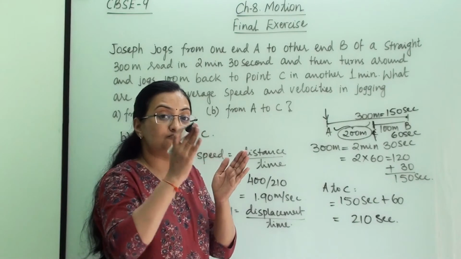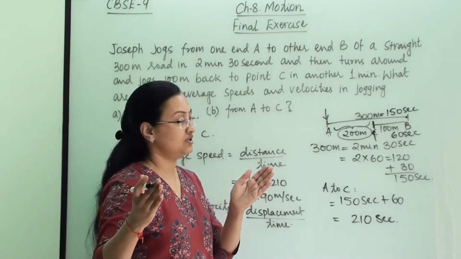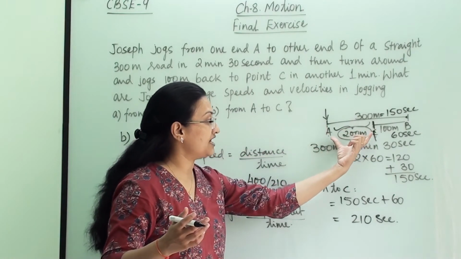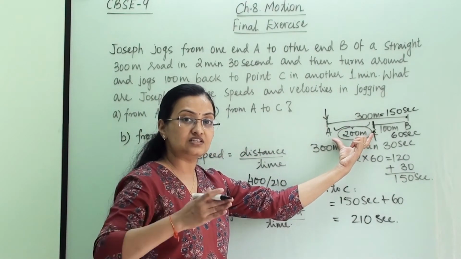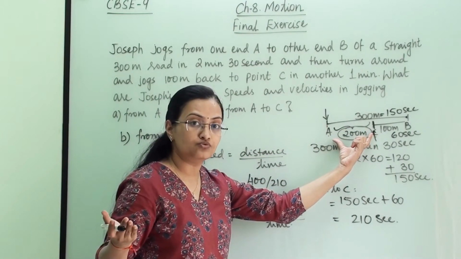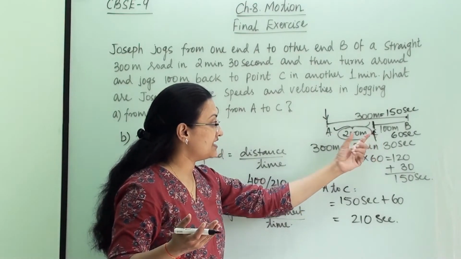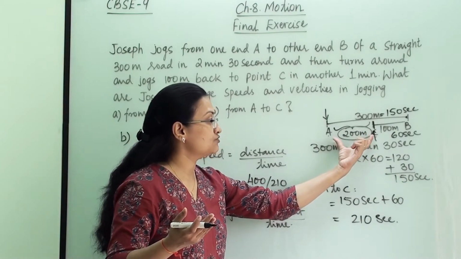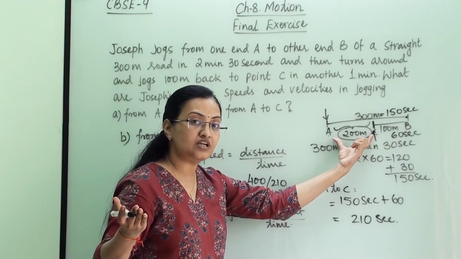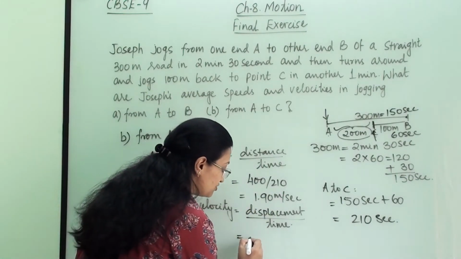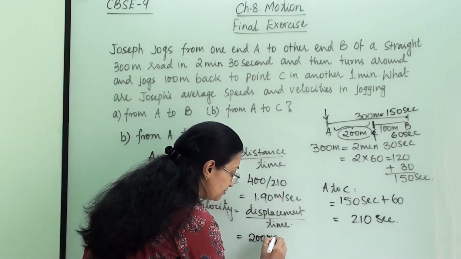That much he is far from the initial position. So that much is the displacement. What is the displacement? How much the body moves from the initial position. At point C he is there, so how far is he from the initial position? 200 meter. So that is going to be the displacement, 200 meter.